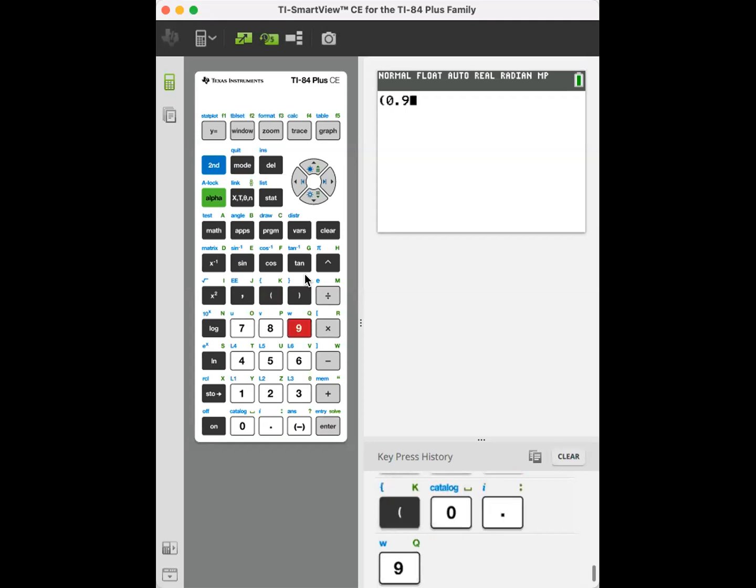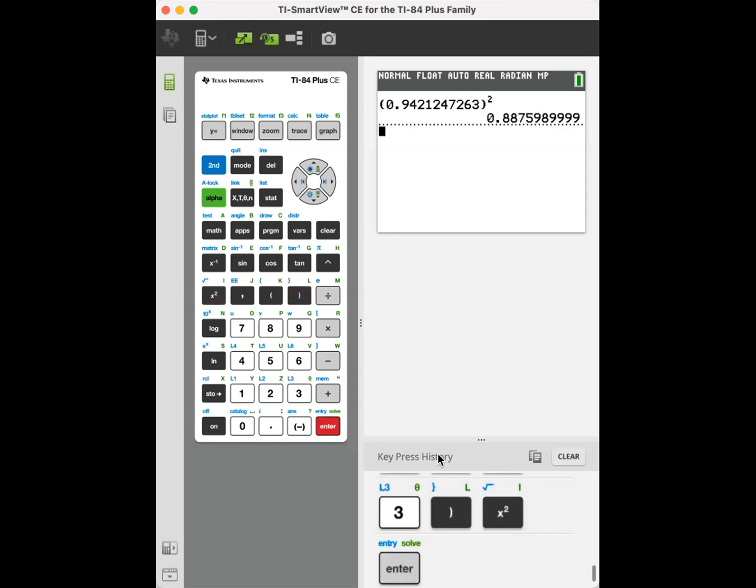It was 0.9421247263. I'm just going to go ahead and, oh shoot. All right, I have to start over. 0.9421247263, close parenthesis and square it. That gives me what I need, which is my variance. So that's what we wanted. Once you have your variance, you're good to go.